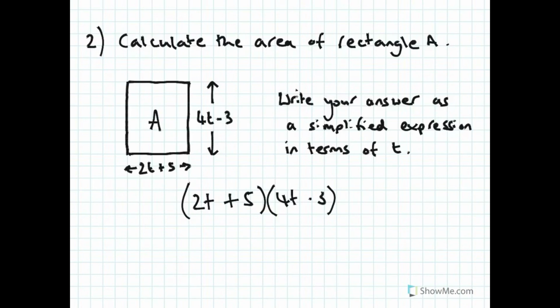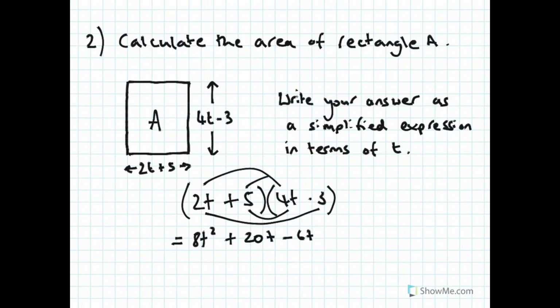Now using exactly the same techniques as I did in the previous question. 8t squared, that's that bit. Now under there is plus 20t. That bit there is minus 6t. And then finally that bit over there is minus 15. Collecting together a final answer of 8t squared plus 14t minus 15.